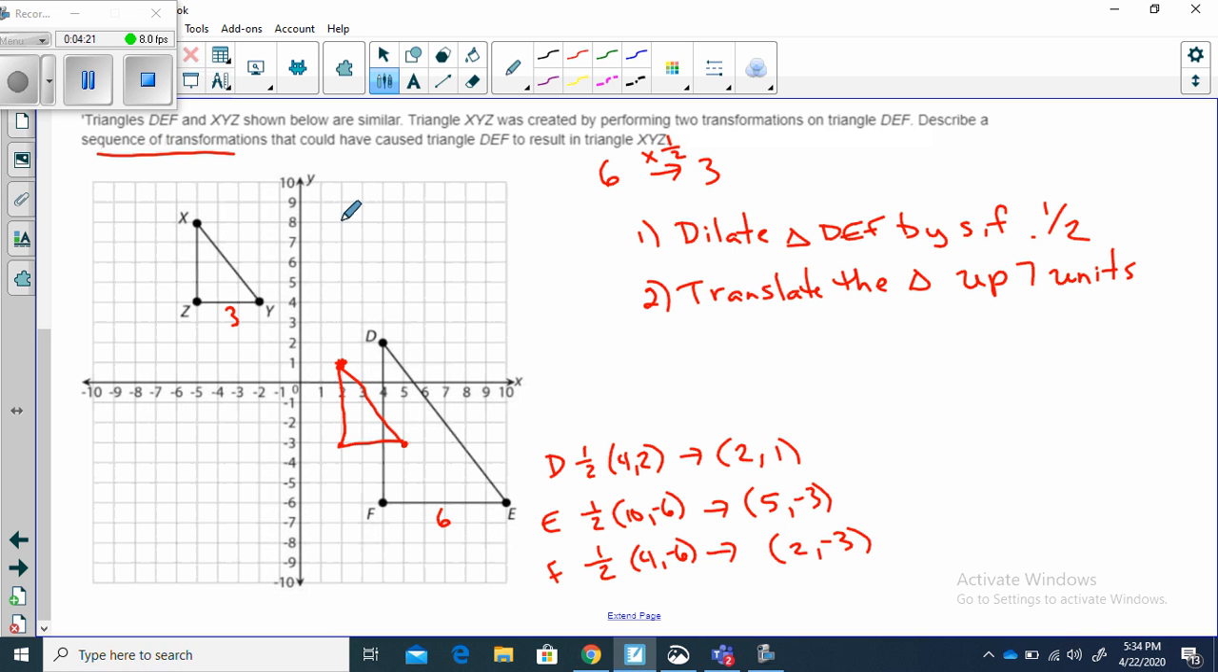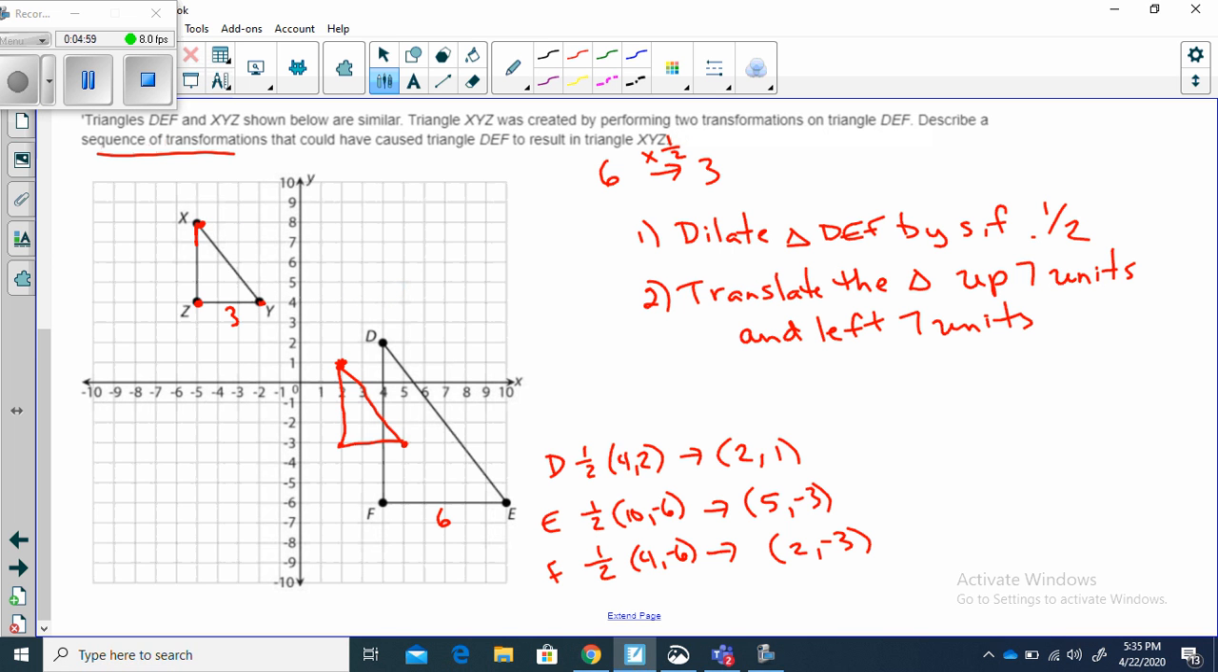Then we've got to go left how many units? 1, 2, 3, 4, 5, 6, 7. And left 7 units, right? Up 7 units and left 7 units. Okay, let's make sure it works for all the points. Up 7, 1, 2, 3, 4, 5, 6, 7, and then left 7, 1, 2, 3, 4, 5, 6, 7. And let's try this one. Up 7, and left 7.